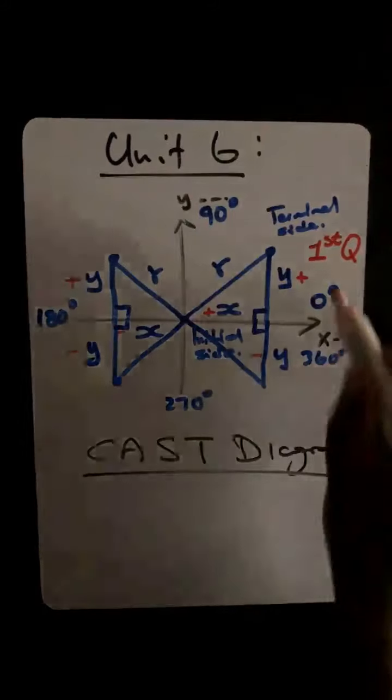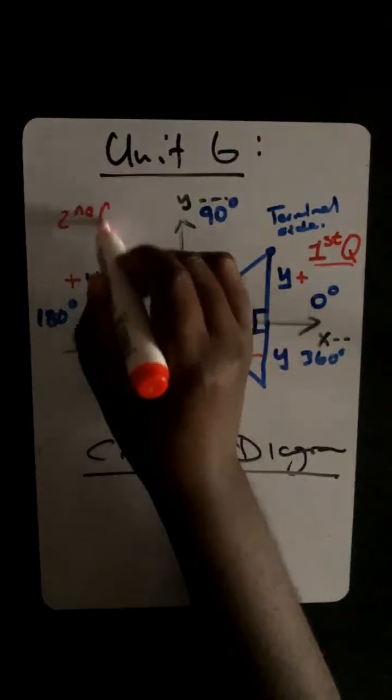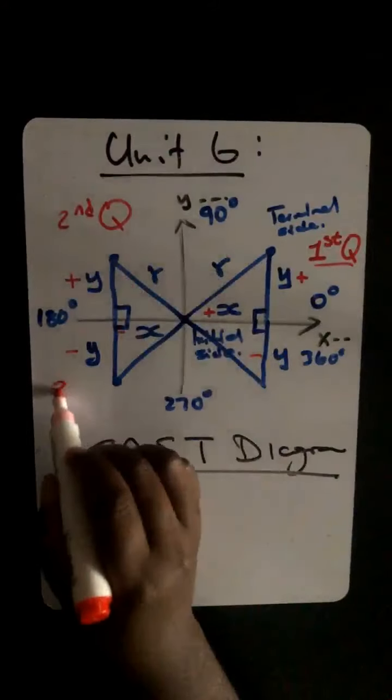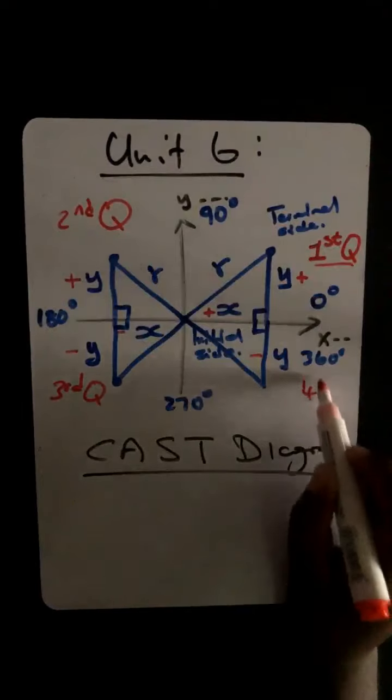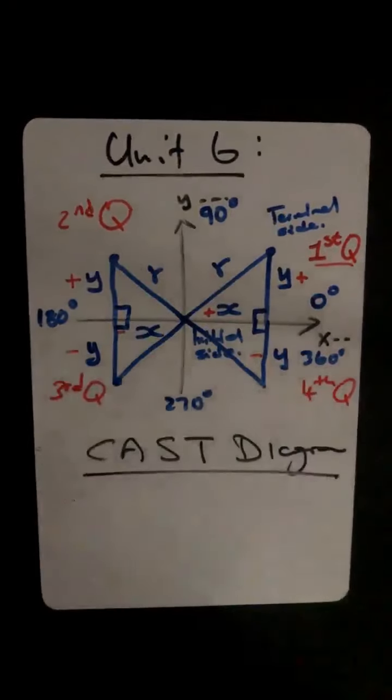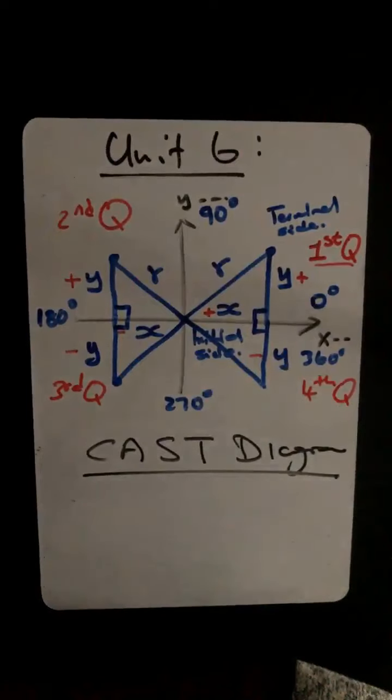It's just to say, okay, we know this is the first quadrant. We know this is the second quadrant. This is the third quadrant. This is the fourth quadrant. So in terms of the CAST diagram, it helps you to know which trig ratio is positive in which quadrant.